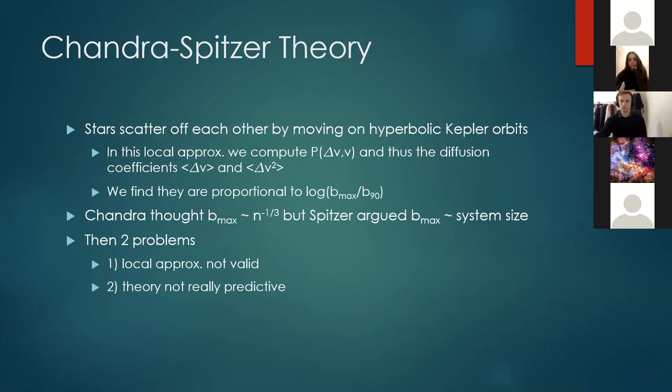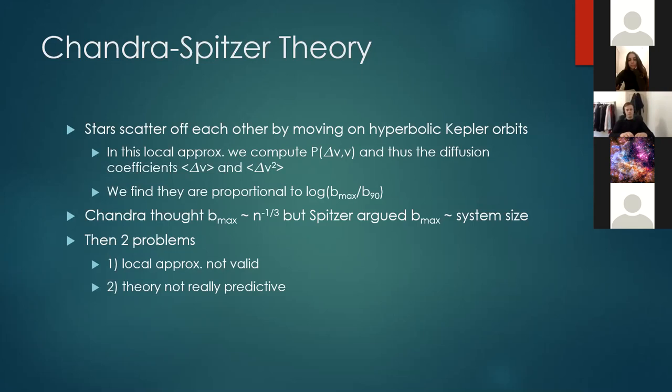So the standard theory that you can find in galactic dynamics and elsewhere of this evolution question goes back to Chandrasekhar in 1943, and was somewhat significantly modified by Lyman Spitzer in the 50s and 60s. And the central concept is that stars scatter off each other by moving on hyperbolic Kepler orbits. So the two stars typically approach each other, but they're on unbound orbits with respect to each other, because they've been accelerated by the mean gravitational field of the cluster.